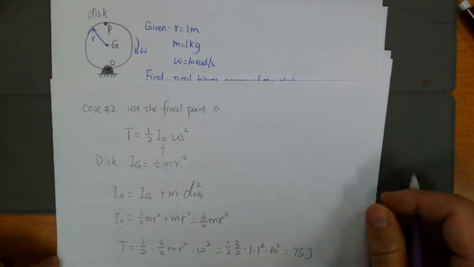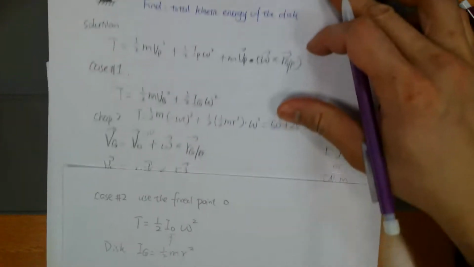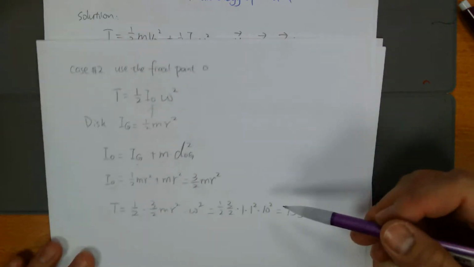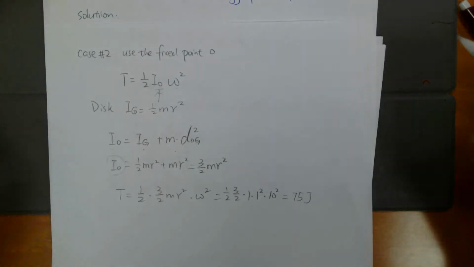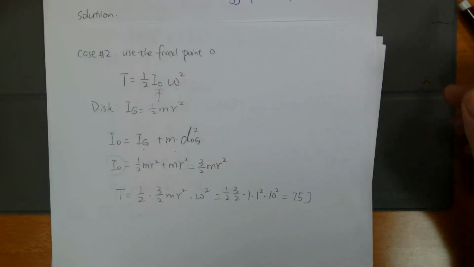Of course, it's the same system, so they should have the same kinetic energy. 75 joule in case 1, 75 joule in case number 2. Okay, so that's how you use the kinetic energy equation to calculate the total kinetic energy for any system.